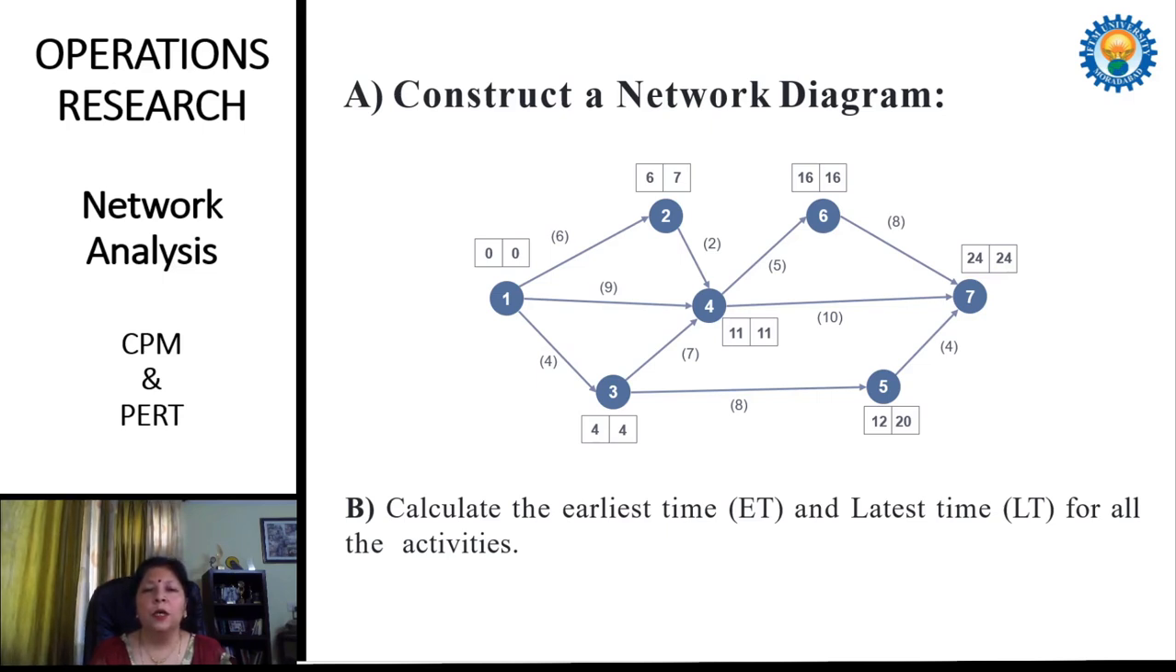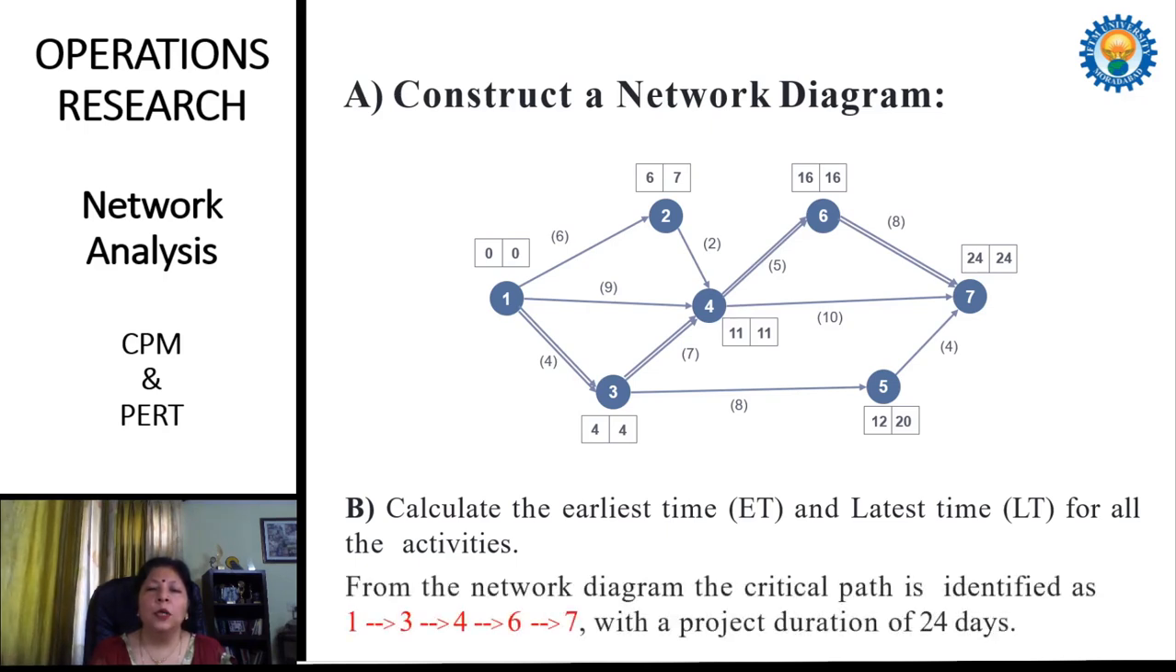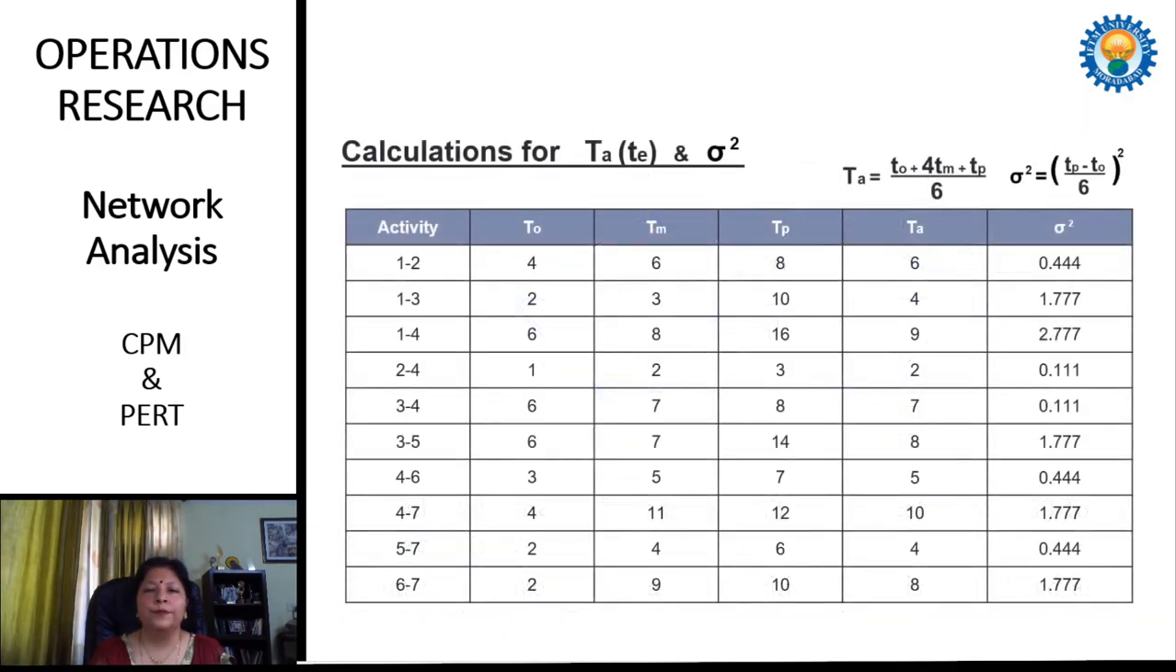If we look here, on event 1 it is the same, on event 3 it is the same, then on 4, next 6, and the last on 7. These events we join using a double line, and it is called the critical path, which is 1 to 3, 3 to 4, 4 to 6 and 6 to 7. These are the activities used in this critical path. The path is 1 to 3 to 4 to 6 to 7, and the duration of the project is 24 days.